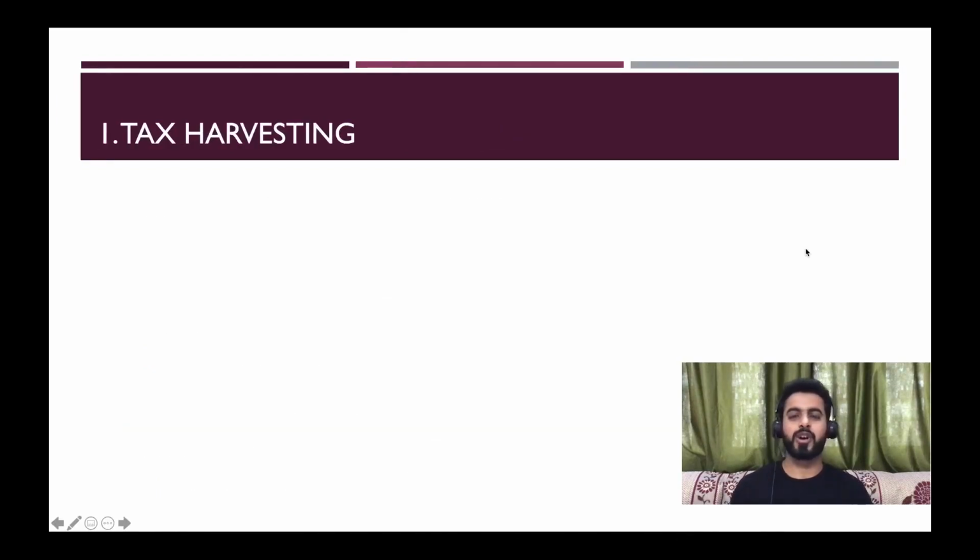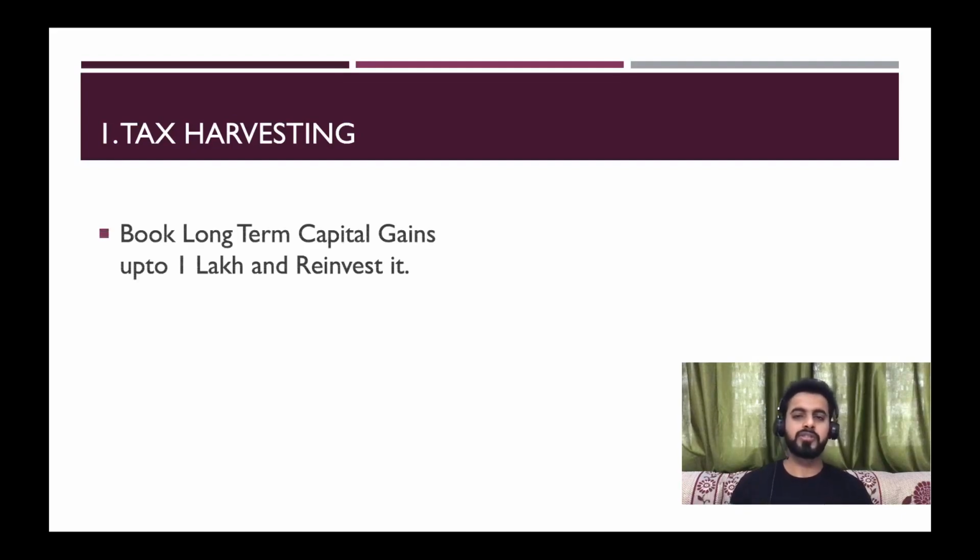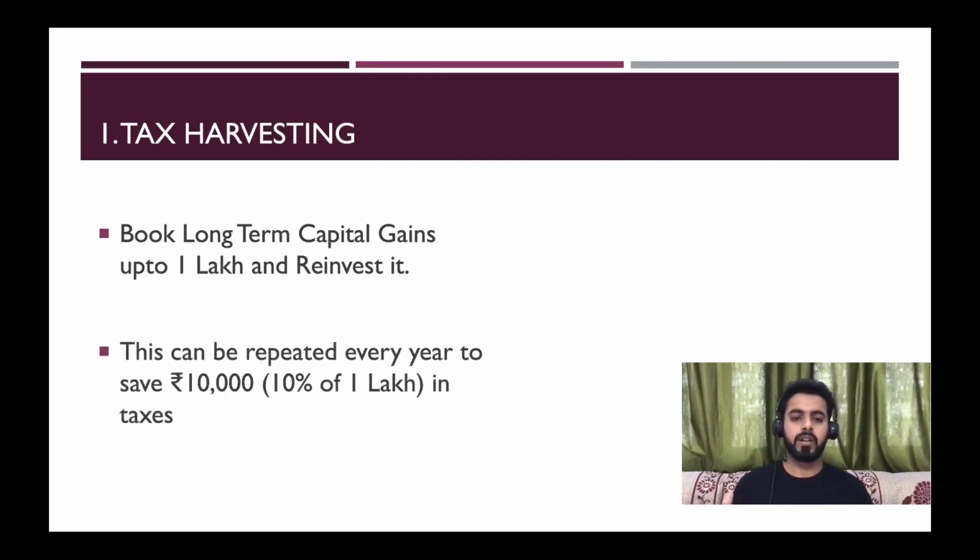The first method of saving taxes on capital gain is called tax harvesting. The simple funda of tax harvesting is booking long-term capital gains up to 1 lakh and reinvesting it. Now, if you do it every year, you can save up to 10,000 rupees of taxes on capital gains.